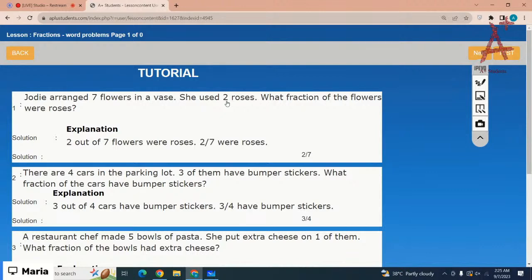There are 4 cars in a parking lot. 3 of them have bumper stickers. What fraction of the cars have bumper stickers? So first of all, you have to see the total cars, right? The total cars are 4. Just 3 of them have bumper stickers, right? So it would be 3 out of 4. The total cars are 4, so it would be 3 out of 4.